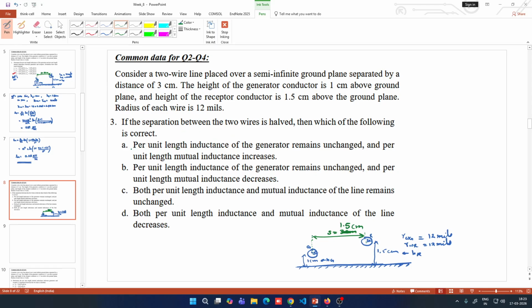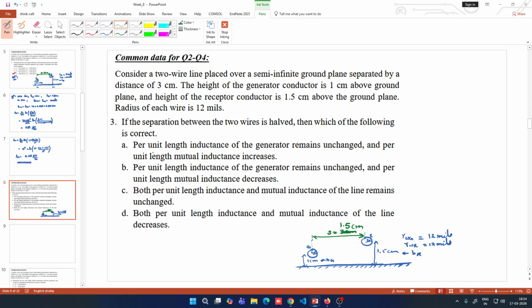Option A: per unit length inductance of the generator remains unchanged and per unit length mutual inductance increases. Option B says per unit length inductance of the generator remains unchanged and per unit length mutual inductance decreases. Option C: both per unit length inductance and mutual inductance of the line remain unchanged. Option D is both per unit length inductance and mutual inductance of the line decrease.